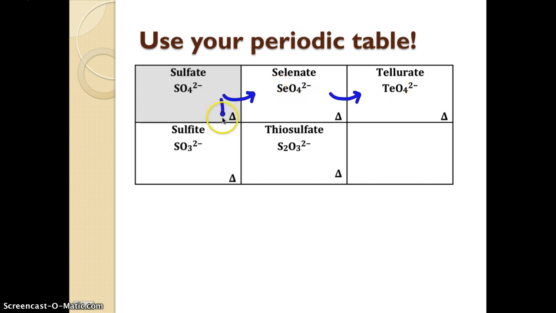If you know sulfate, since we know our ate and our ite relationships, we would know that sulfite is 1 oxygen less than sulfate. So if you know sulfate, already you know 3 other things.